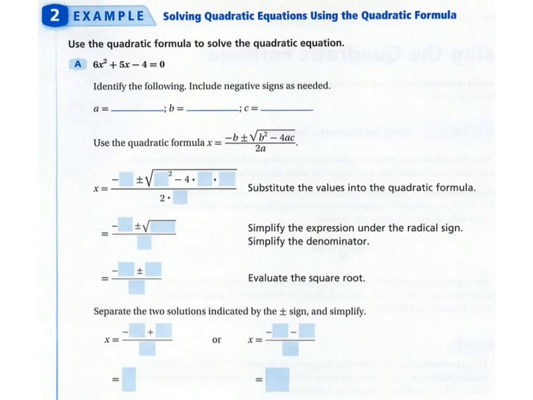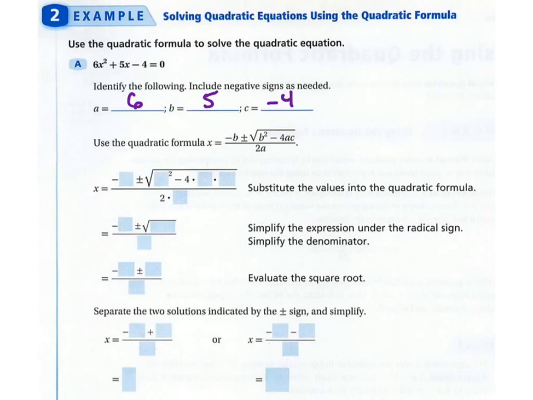Okay, let's go on. So we're going to use the quadratic formula to solve the quadratic equation. First, we're going to identify a, b, and c. Check, make sure this is in the right order. In this case, it is. So a is 6, b is 5, c is negative 4. And then we're going to use the quadratic formula. So we're just going to plug those values in.